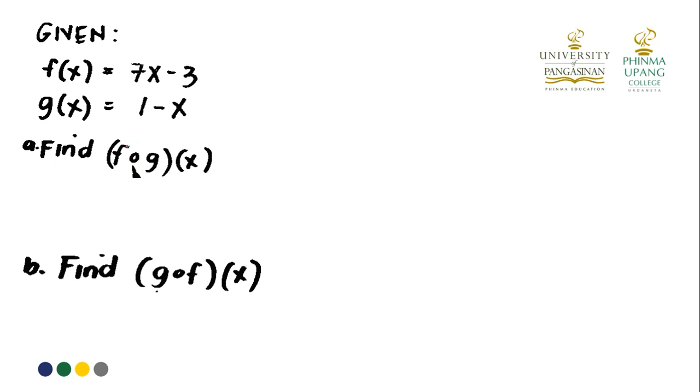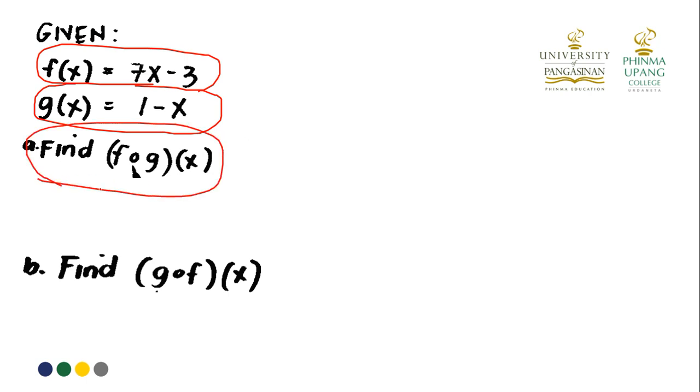Here, in number 1, we have 7x minus 3, and that is f of x. Yung g of x natin, ito yung tinatawag na f of g, ganyan. G of x is 1 minus x. So, here in number 1, yung hinahanap is yung f of g of x. Kung ano yung unang binanggit, yun yung ating unang isusulat. Kung ang unang binanggit dito is f, ibig sabihin, isusulat natin yung value ng 7x minus 3. Nasundan po?